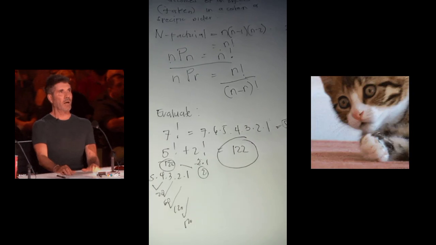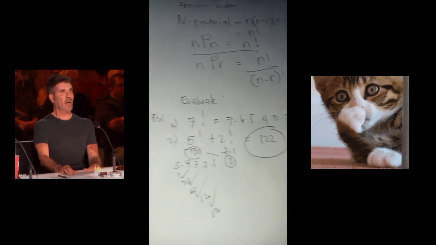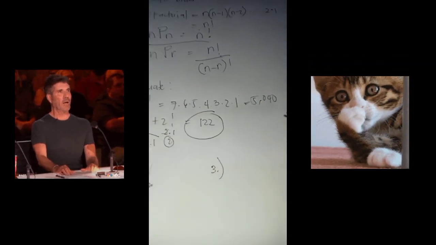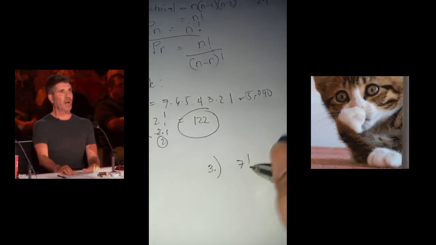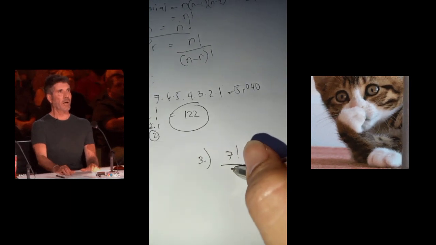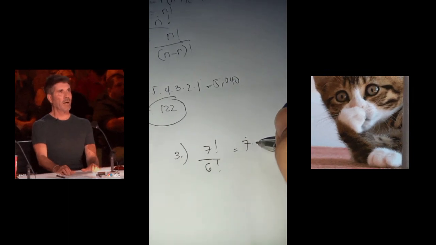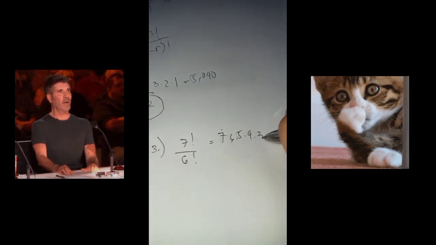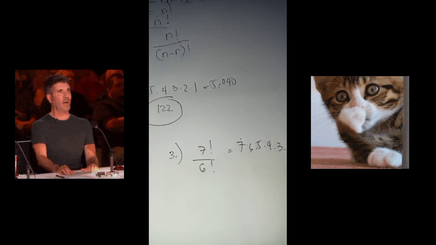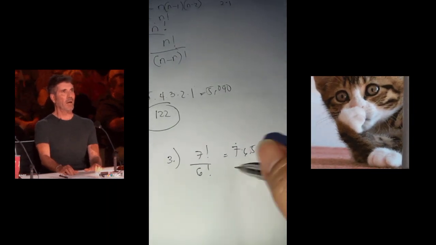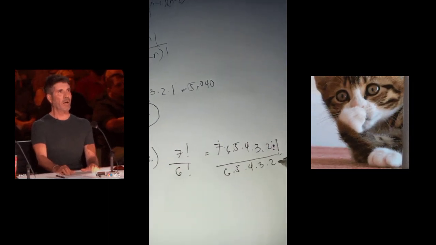So for example, this is example number 1, number 2, and this is number 3. For number 3, like 7 factorial divided by 6 factorial, you need to evaluate 7 times 6 times 5 times 4 times 3 times 2 times 1, and the other, all over 6 times 5 times 4 times 3 times 2 times 1.